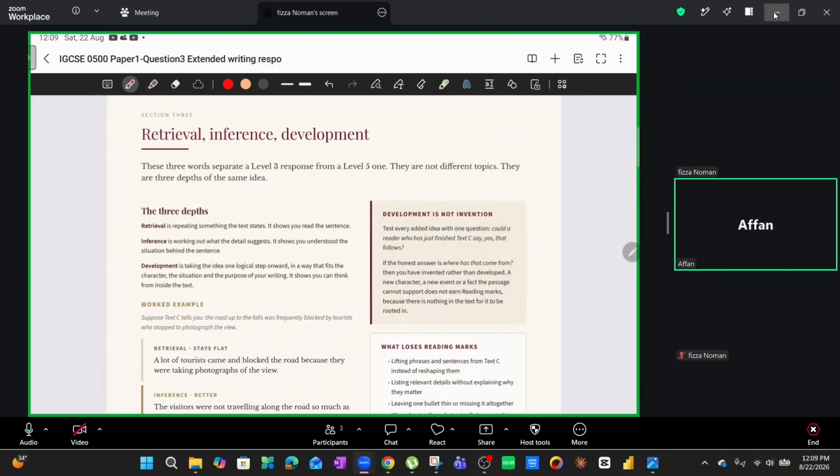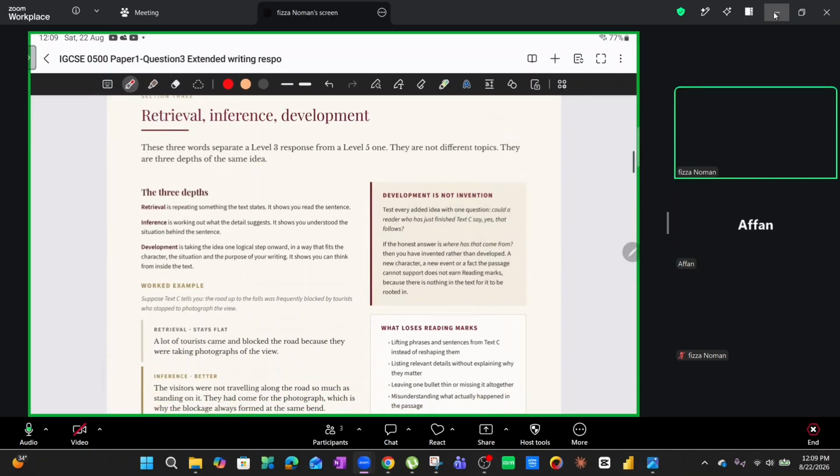Okay. We are now going to start off with section 3, which is retrieval, inference, and development. These 3 words basically separate a level 3 response from a level 5 one. Level 3 is obviously the lower one, level 5 is the higher one. But they're not different topics. They are 3 depths of the same idea, basically speaking.